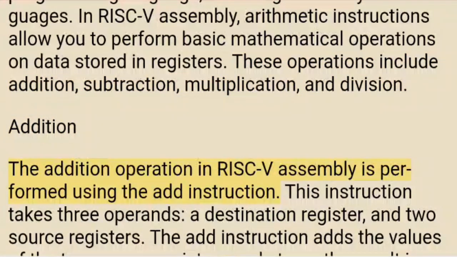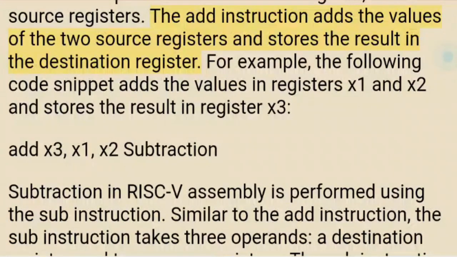Addition. The addition operation in RISC-V assembly is performed using the add instruction. This instruction takes 3 operands, a destination register, and 2 source registers. The add instruction adds the values of the 2 source registers and stores the result in the destination register. For example, the following code snippet adds the values in registers x1 and x2 and stores the result in register x3. add x3, x1, x2.